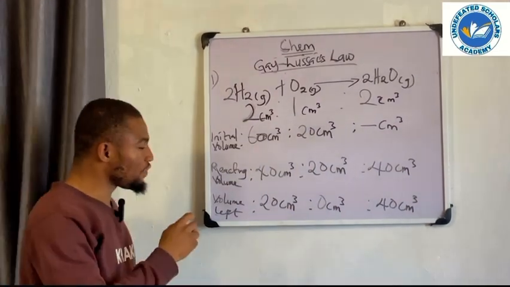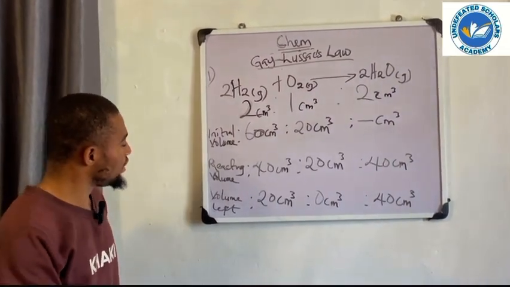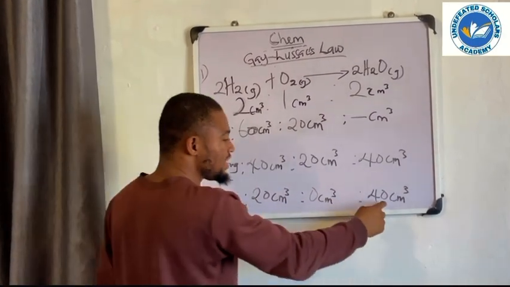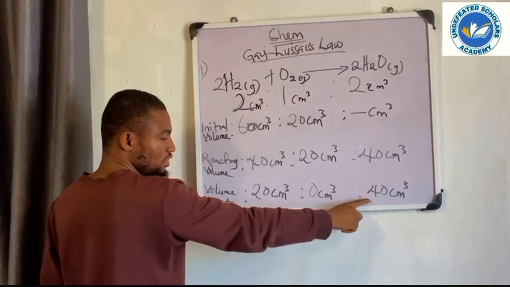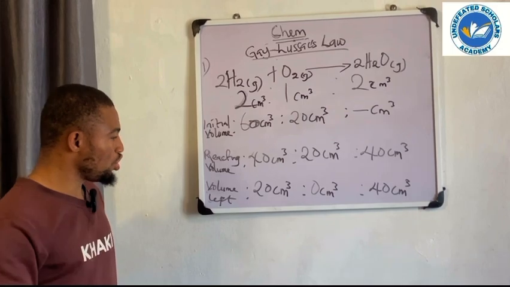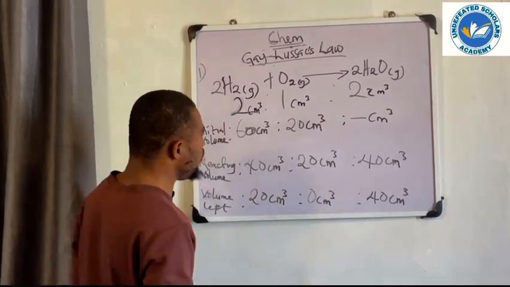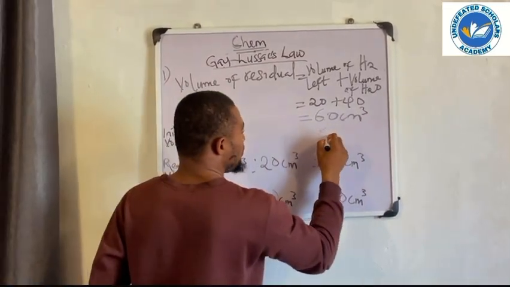So now, if you are asked to find the volume of the residual gases, how many gases are remaining? 20 cm³ of hydrogen gas was remaining. 40 cm³ of water, steam, water vapor was formed. So 20 plus 40 is what? 60 cm³. So our answer is what? The volume of residual gases is 60 cm³, which is option B.